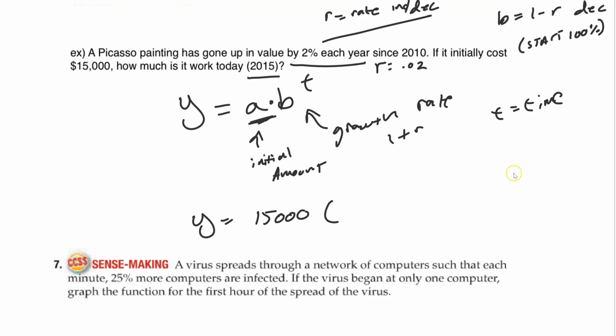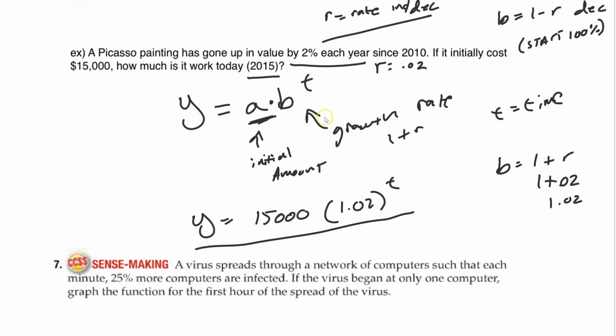My growth rate, so we've got to figure that out. Now B is 1 plus R, so in this case it's 1 plus 0.02, 1.02. So that's its growth rate. It's growing at 2% each year, but if we want to figure it out, it's 100% of what it costs now, plus the 2% we're increasing, times time. So that's my equation. And I'm trying to figure out how much it's worth in 2015.